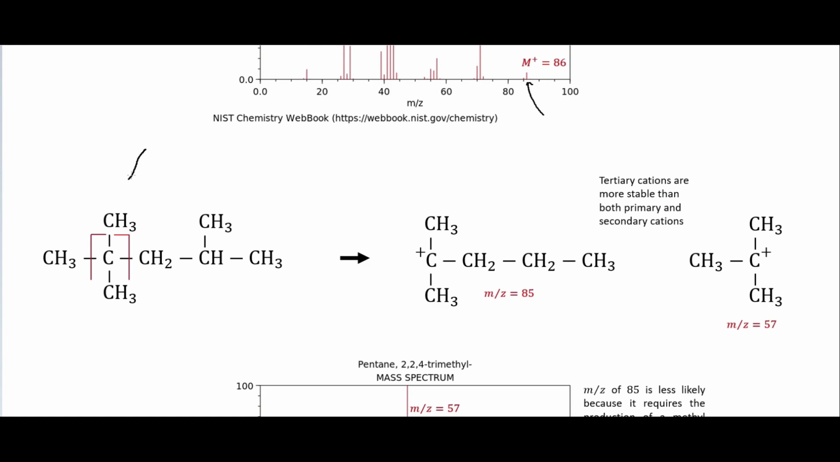So if we have two substituents on this same carbon here, we can then have this split off where we have a methyl split off, or we can have this right here, this isobutane split off. And so then we can get an M over Z of 85 or an M over Z of 57 right here.